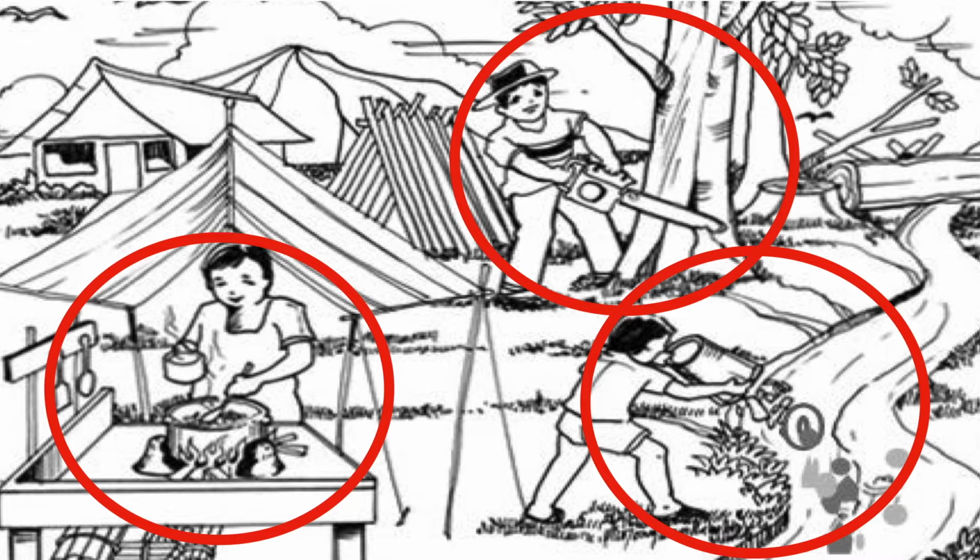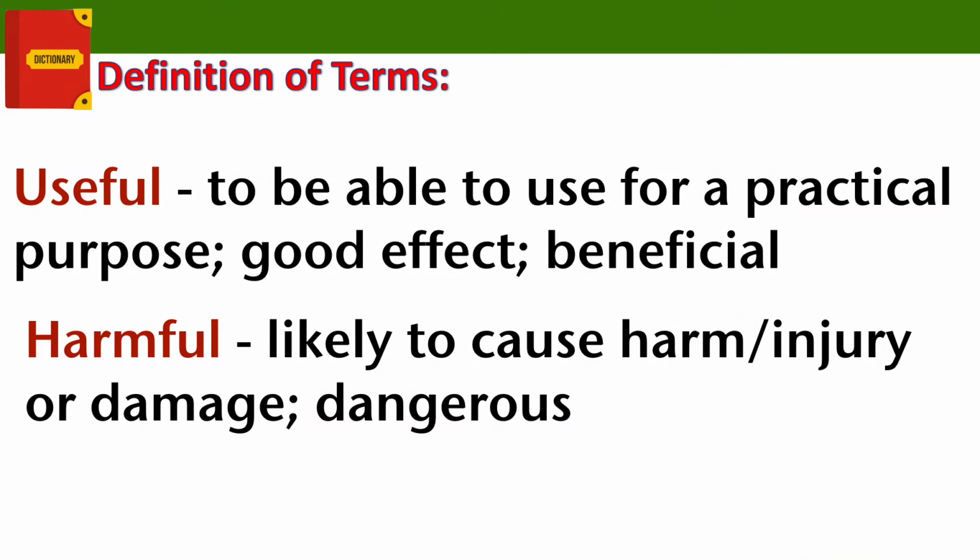Useful or beneficial means having a value or benefit with good effect, while harmful means causing damage or injury, likely to cause harm. In today's lesson, you will learn to identify changes in materials that are useful or harmful to one's environment.